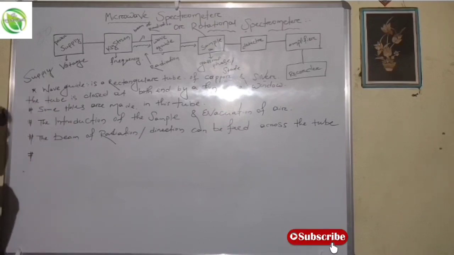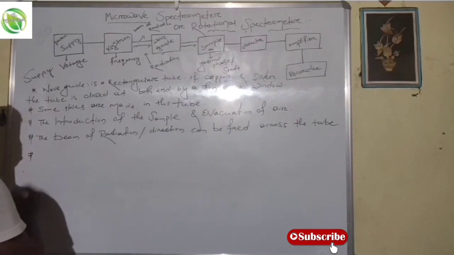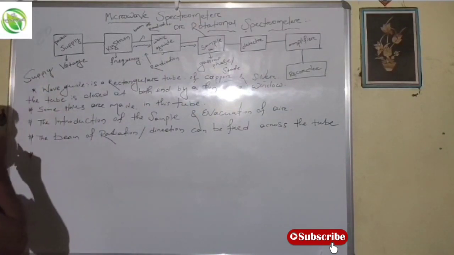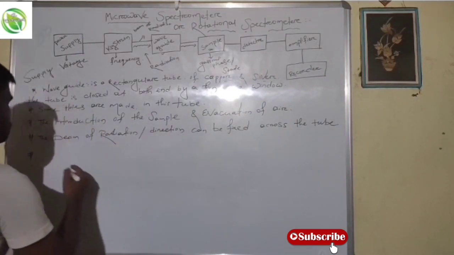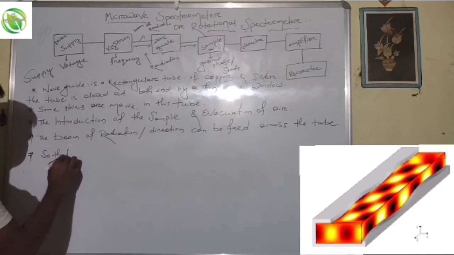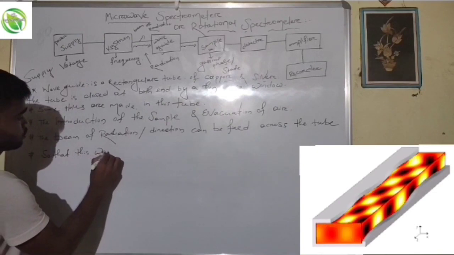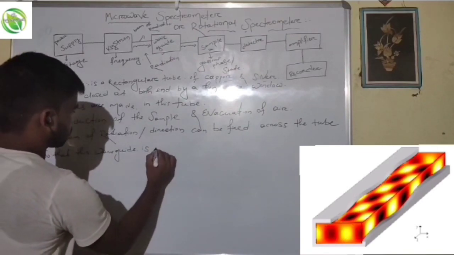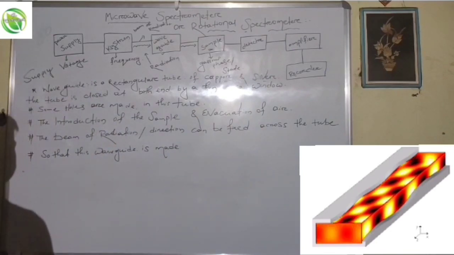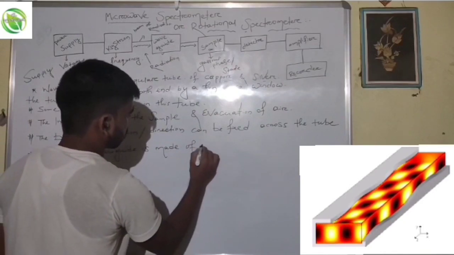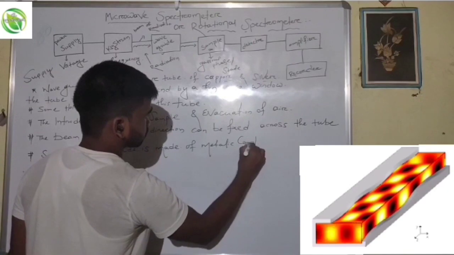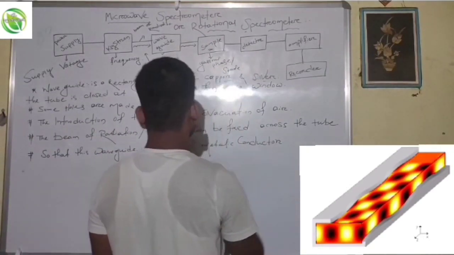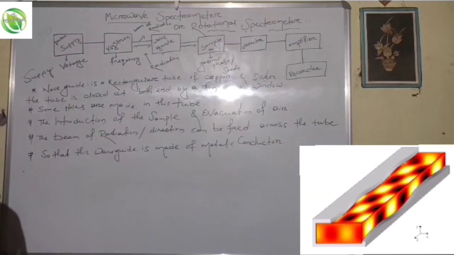The waveguide is made of a metallic conductor with a rectangular shape.